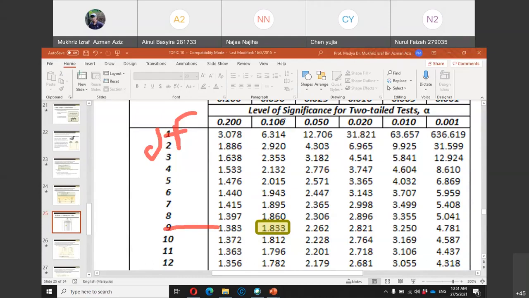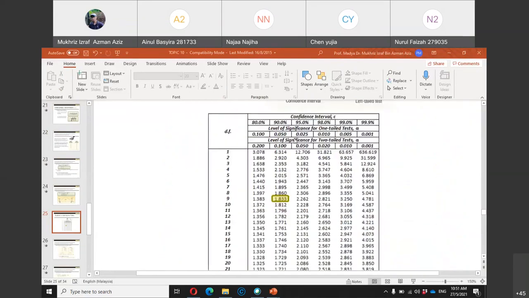And then 10%, not 1%. Remember that in your T table you have the one-tail test and the two-tail test. So you need to refer to the two-tail test part here, not the one-tail test. If you refer to the one-tail test, 10% will be this column here, and instead of using 1.833, you might be using 1.383, which is wrong, because that is 10% but under one-tail test.